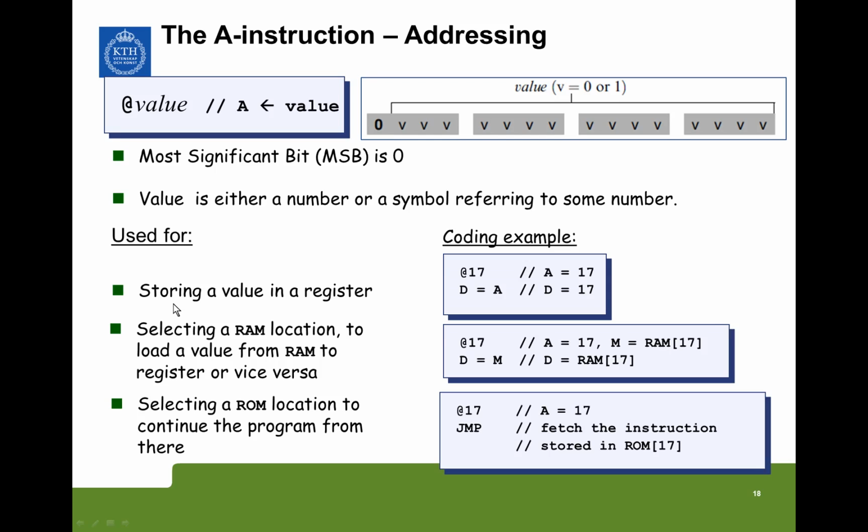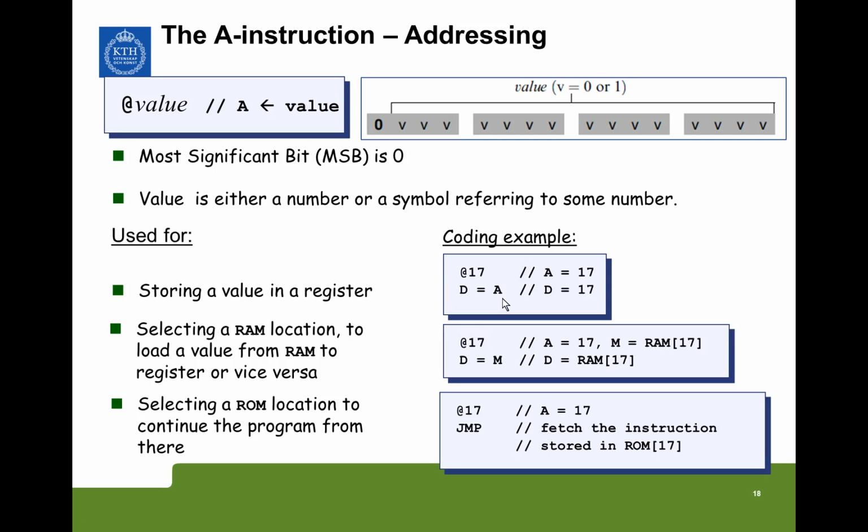How can we use these A instructions? We will use them to store a value in a register, specifically in the A register. @17 means that we load value 17 into the A register, and then in the next C instruction, for example, we can copy this value to the D register.